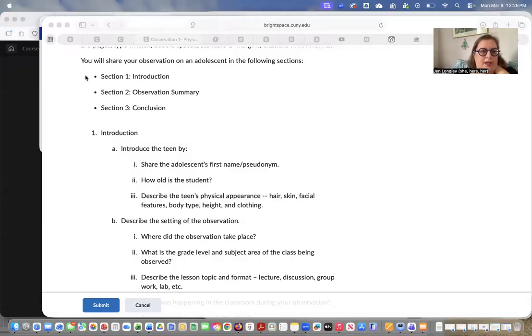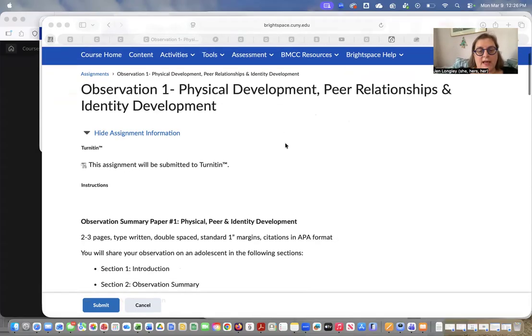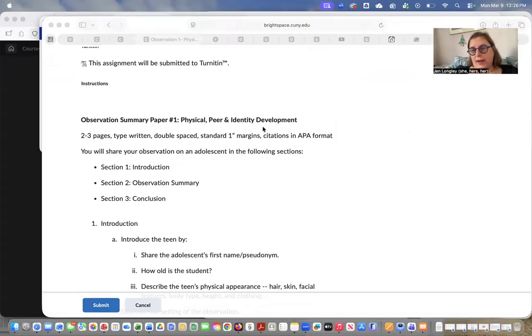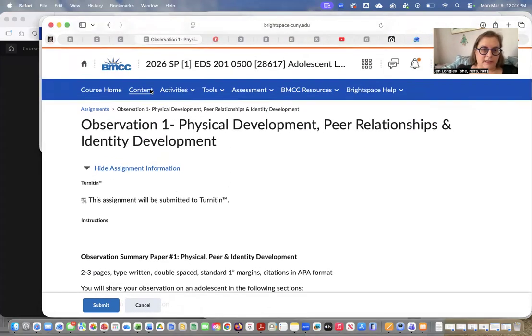So I'm going to share my screen so we can go through what you're doing for this paper. I am on the assignment on Brightspace, and I just want to share what the expectations are. This information is taken directly from the syllabus, so you can go to the syllabus in content.